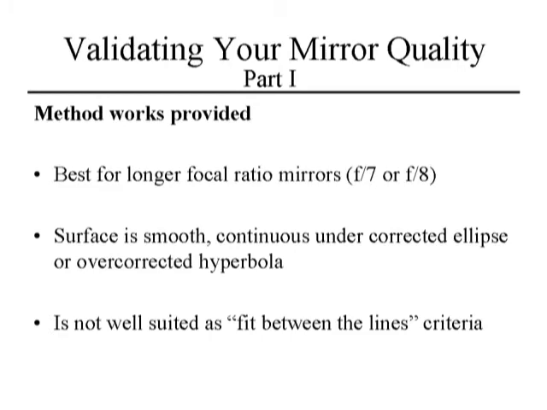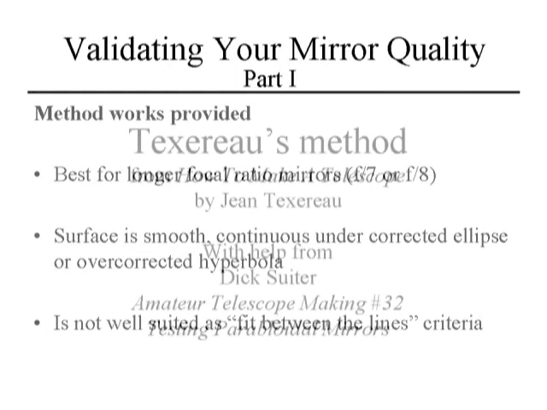So the method works best for focal ratios that are relatively long. It will work for shorter ones, but it's harder to tell that it's smooth. Your surface has got to be smooth, continuous, undercorrected ellipse, overcorrected hyperbola, and it's not well suited for the fit between the lines criteria. So that's really about all I want to say about that. You're not going to get a wave rating out of it, but you are going to get a good mirror without having to know all the rocket science that goes along with it.